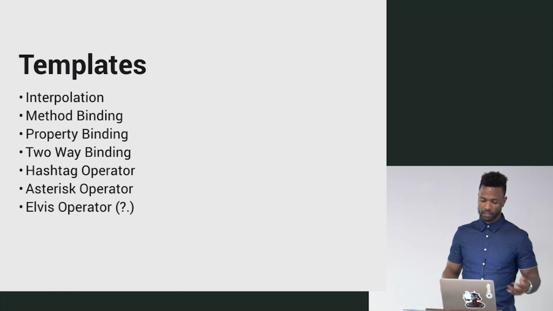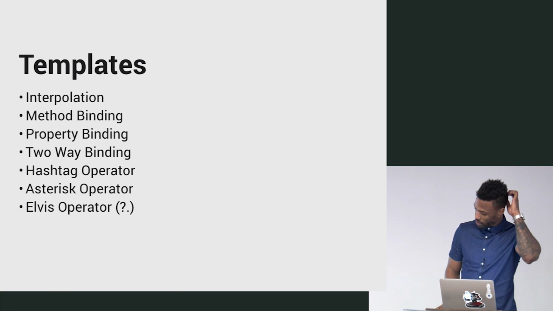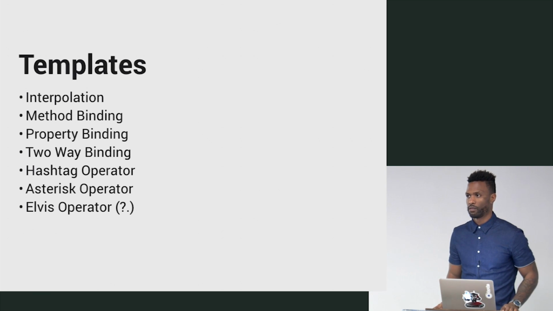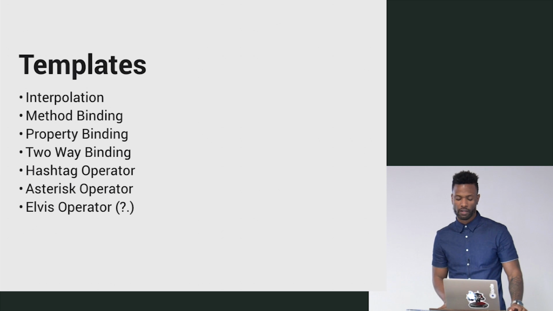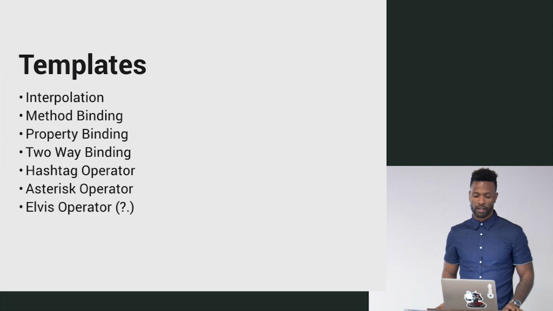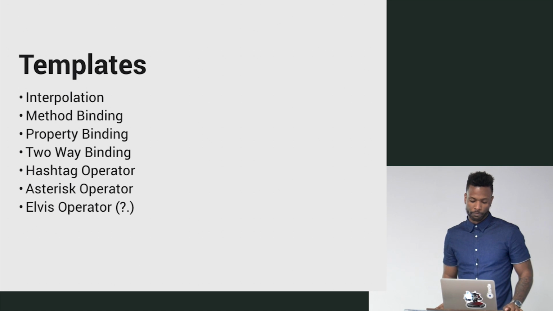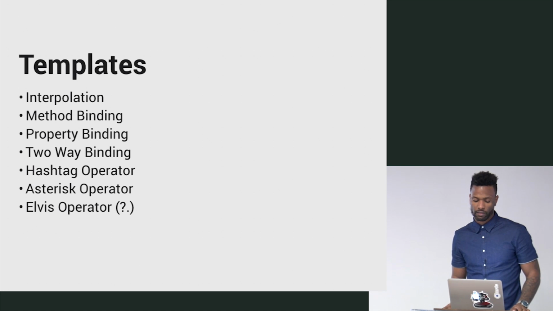Cool, so templates. A lot of things when we talk about templates. Here are some of the main points, the crux. We have interpolation, which is not new. Every template system has it, all the way down to a small one like Lodash. So we have interpolation, using the same syntax. Then method binding, property binding, and two-way binding. We'll talk about the differences between those three and really get into it.